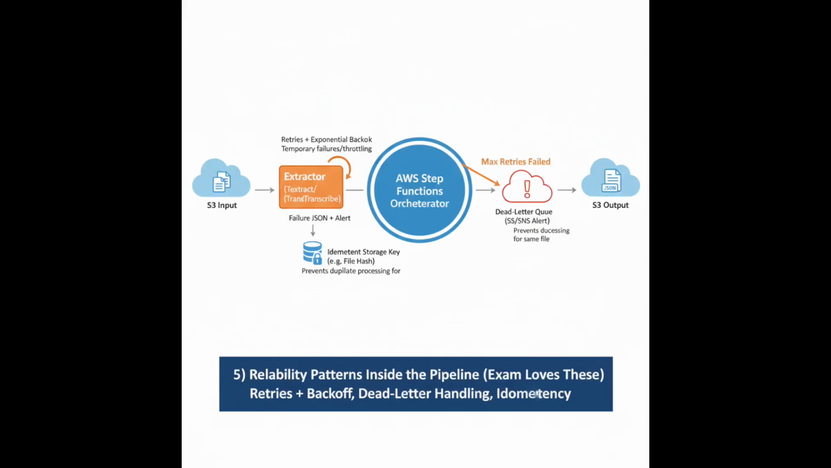Number 5, reliability patterns inside the pipeline. Exam loves these. Check retries plus backoff. Textract and Transcribe may throttle or fail temporarily. Step Functions retries with backoff and dead letter handling. If extraction fails after retries, store a failure JSON and send an alert, SNS or EventBridge. Idempotency: if the same file triggers twice, don't duplicate results. Store output with a deterministic key.